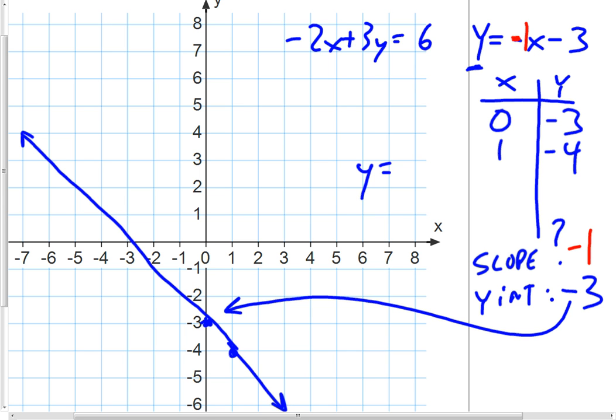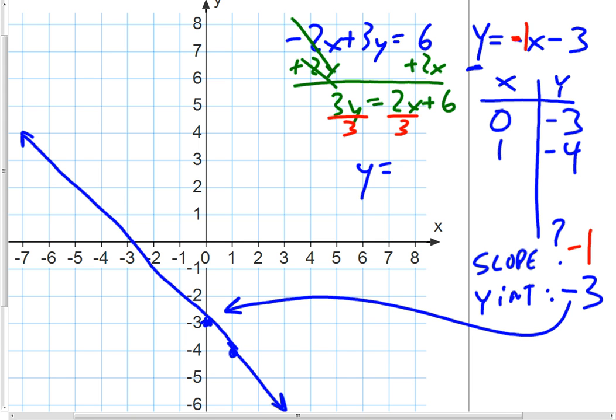Let's use green. Plus 2x, plus 2x. Almost there. What else do I need to do? Make sure everything gets divided by 3. The 3's go away. You're left with 2/3 x plus 2. Could you enter that in your calculator? Could you put in 2/3 in parentheses?